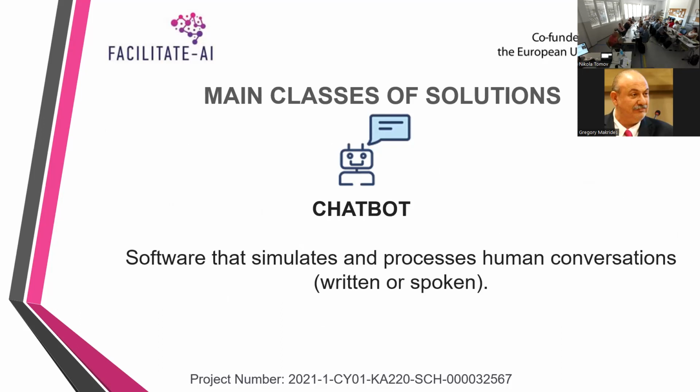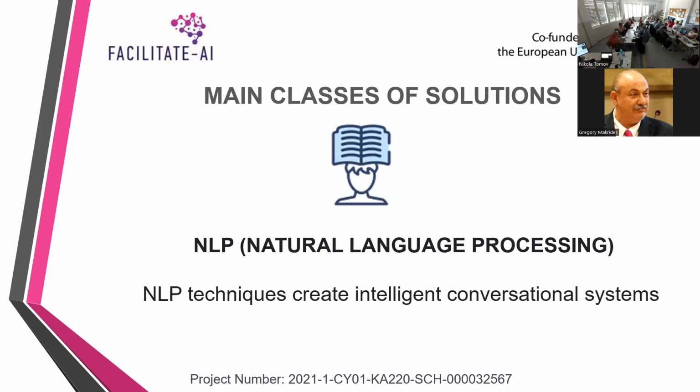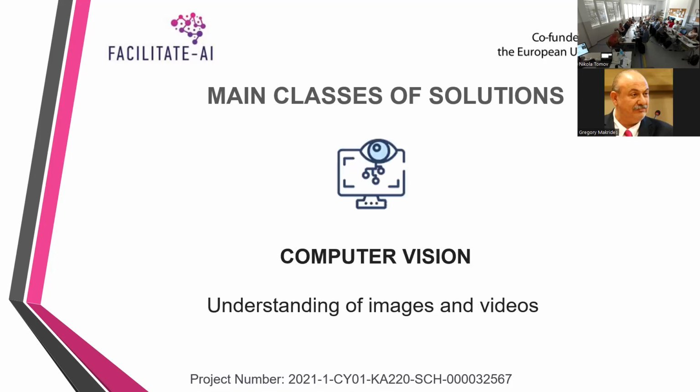We can have chatbots, for example, and a chatbot is a software that simulates and processes human conversation, both written or spoken. Again, we can have NLP, natural language processing. NLP techniques create intelligent conversation systems. We can have also computer vision. That means that the computer can understand images and videos. They can analyze images and videos by themselves.